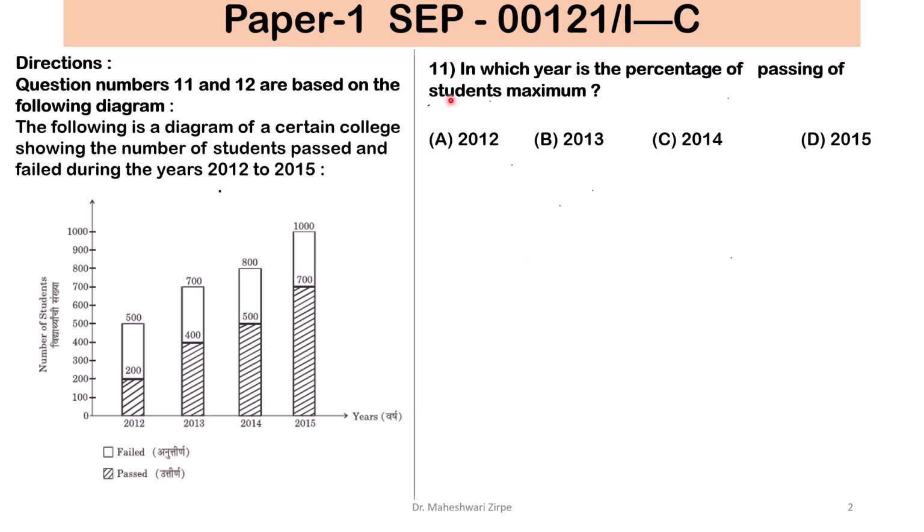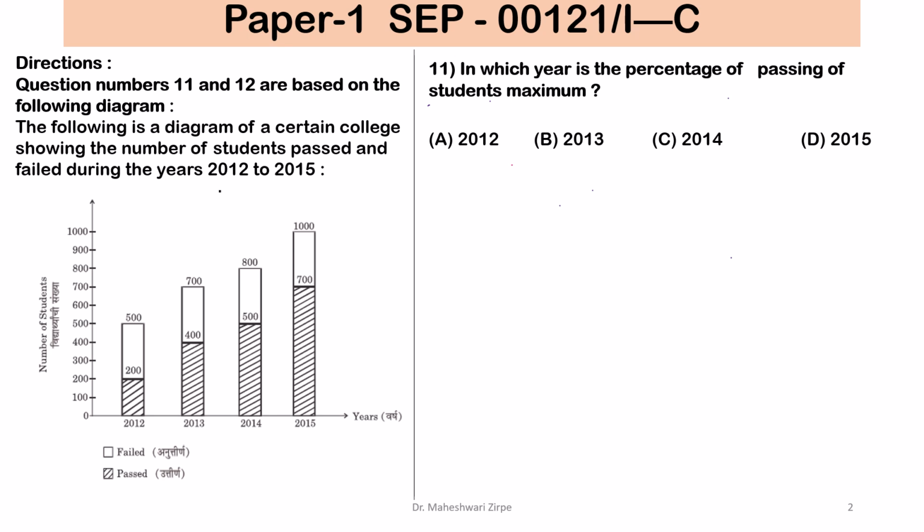Now let's begin with the question. In which year is the percentage of passing of students maximum? The options they have given are all 4 years. We have to find out the pass percentage, which year is maximum. So it is very simple. What you have to do is solve for each year and find out the percentage.